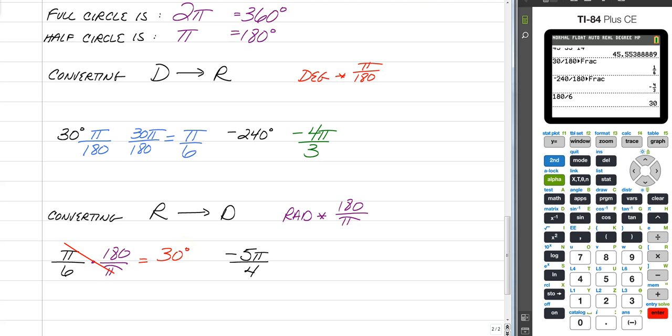And then the next one, same thing. You just have to multiply by 180 over pi. So we multiply by 180 divided by pi. Again, our pi's are going to cancel. So you just have negative 5/4 times 180. And we get negative 225 degrees.